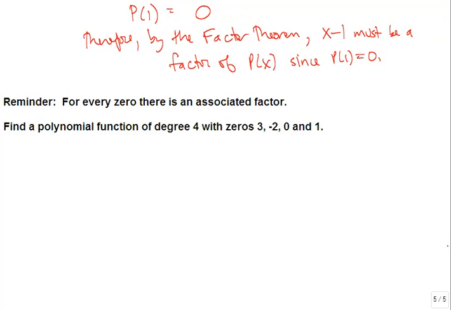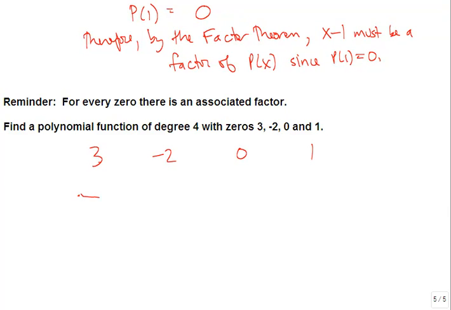Alright, just a reminder, for every 0 there has to be an associated factor. So let's find a polynomial function of degree 4 with zeros 3, negative 2, 0, and 1. So we're actually going in reverse. We already know what we want our zeros to be. What must the original polynomial function be? Well, if we have these 4 zeros that we want, then what factor must correspond to them?